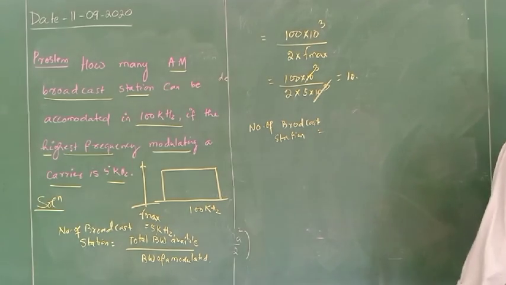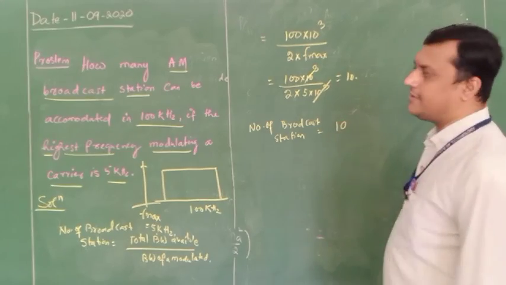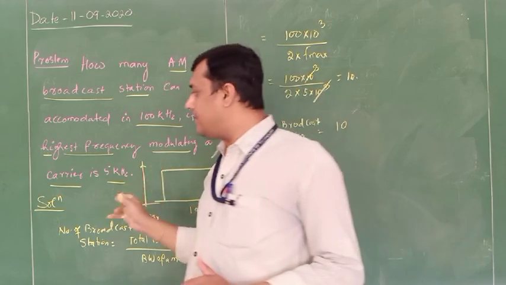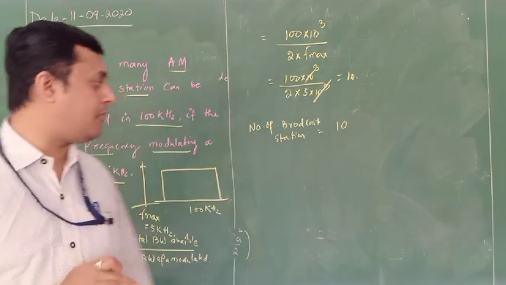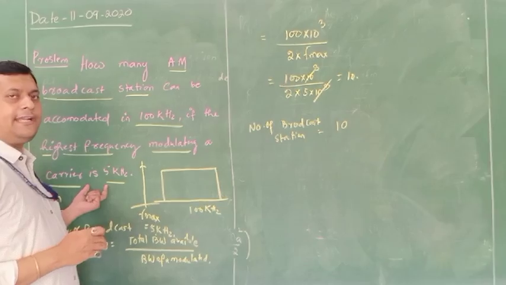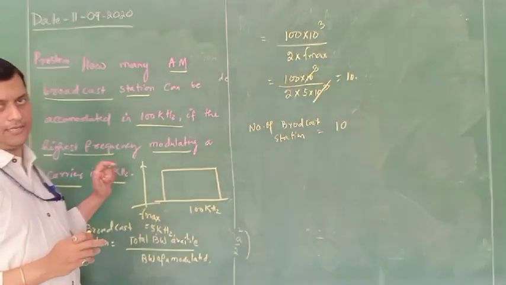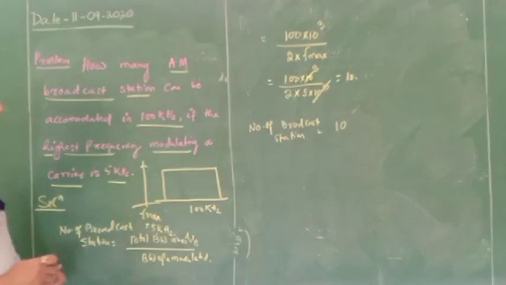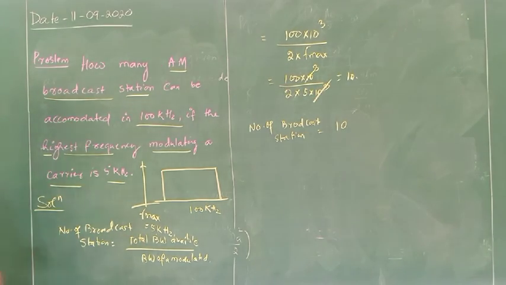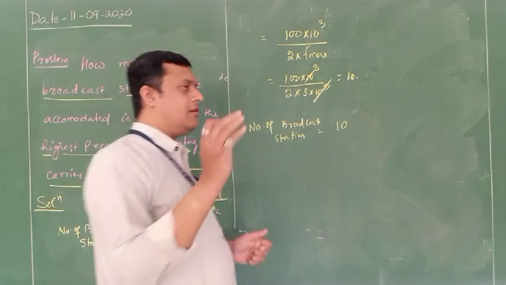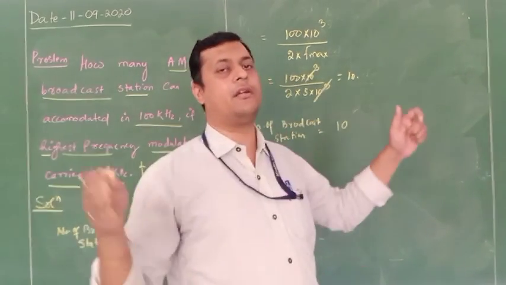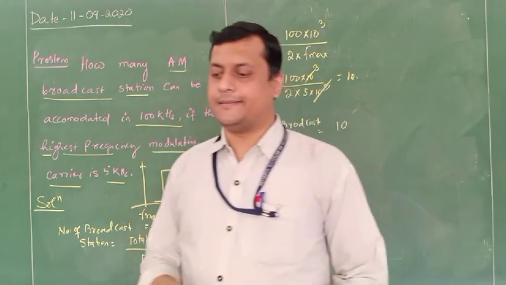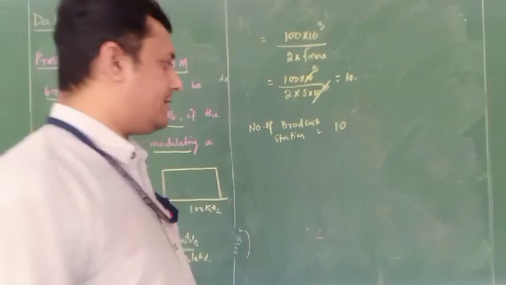How have we identified this 10? By simply dividing the total bandwidth by the one bandwidth available for the modulated signal corresponding to this modulating frequency of 5 kilohertz. Okay, so this is a small numerical to understand that if a particular band is given, and a modulating signal is available in that band, how many broadcast systems can be identified. So this is the small example. Okay, now we will go for one more question.